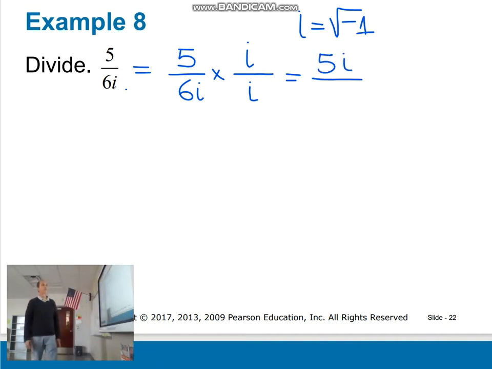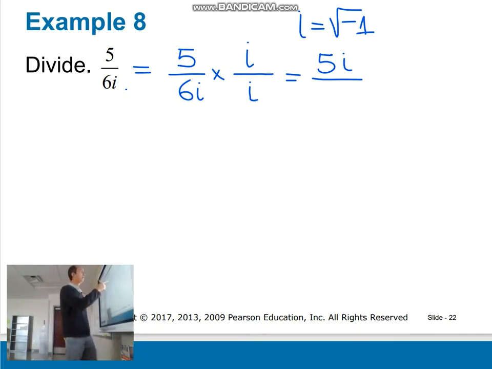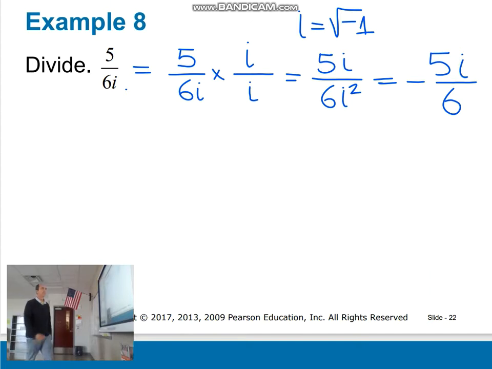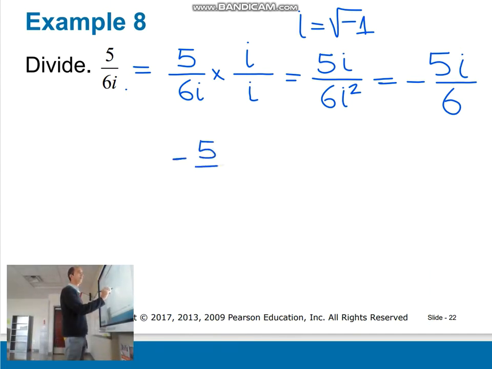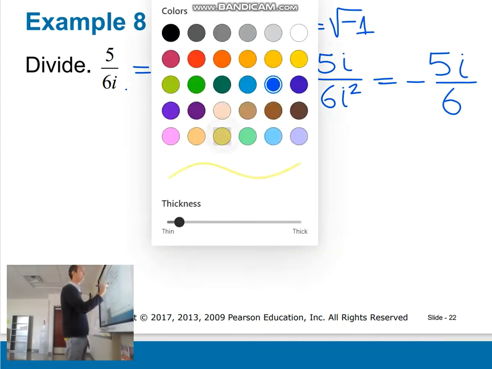So we have on the numerator 5i, on the denominator 6i squared. And 6i squared is 6 times -1, right? So -5i over 6. That's the answer. Let me repeat here, -5i over 6. Or you can write like this as well.